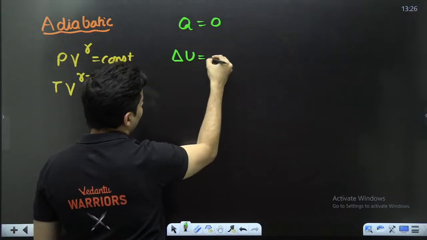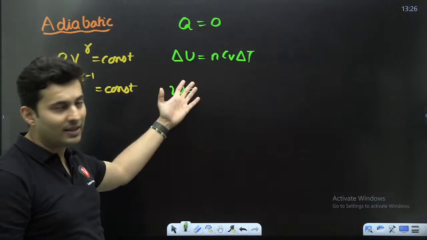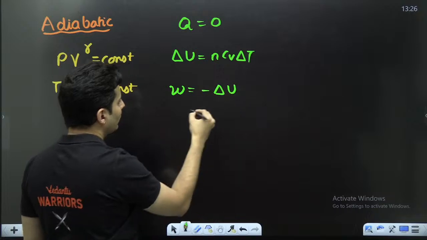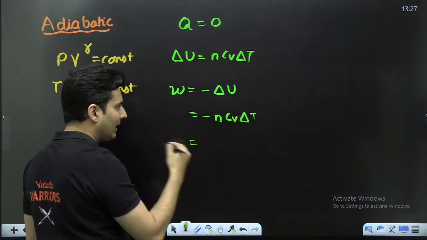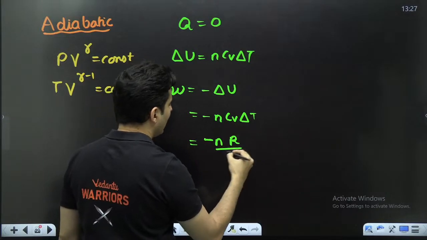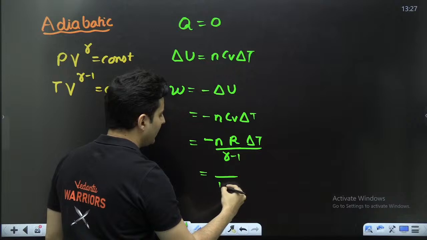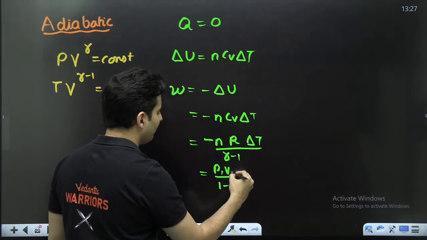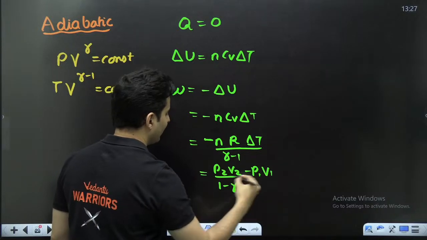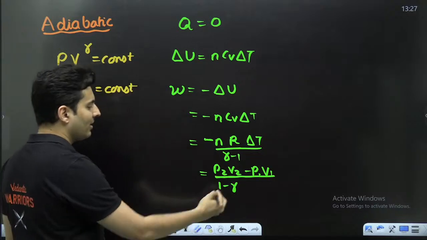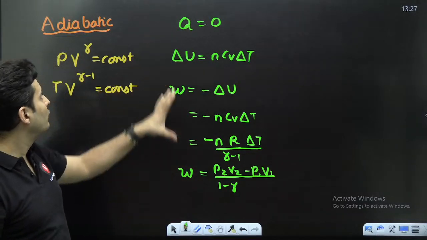In this case, delta U is still nCV delta T. Of course, no change. So what about the work? Use your first law. You will see it is minus delta U. So you can write it as minus nCV delta T. And you can also write it like this, because CV is R upon gamma minus 1, times delta T. And nR delta T, this minus sign you can take inside, so 1 minus gamma. nR delta T is nothing but P2V2 minus P1V1. So it is P2V2 minus P1V1 upon 1 minus gamma. That is also your work done. Either you do this or you do this, you will get one and the same thing. That is for your adiabatic process.